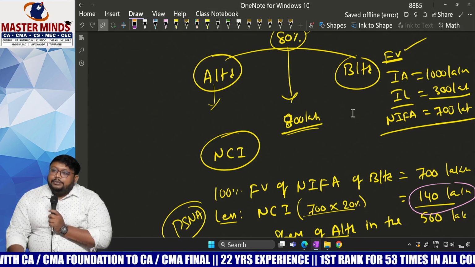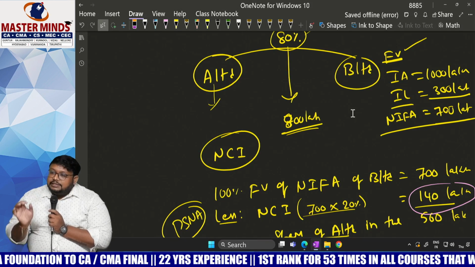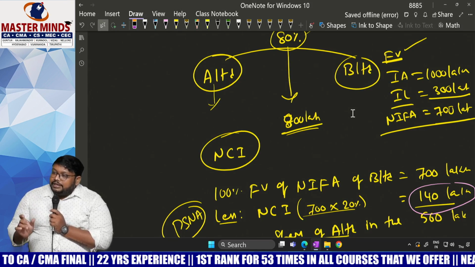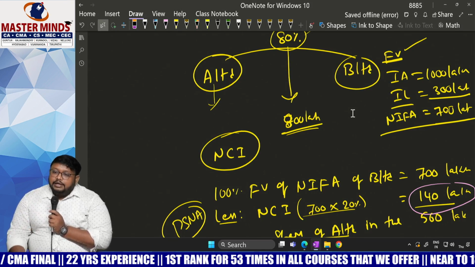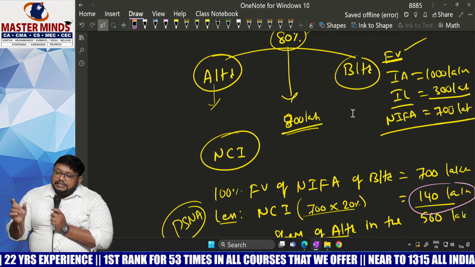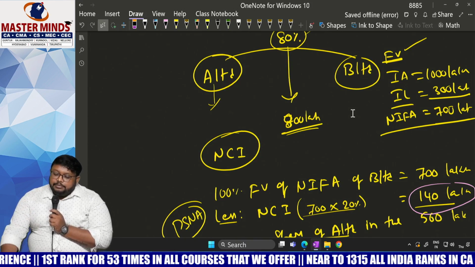If any acquisition is less than 100%, in such condition NCI we have to calculate. Non-controlling interest we are calculating under two bases. One is proportionate share in the net assets basis. That means net assets, in that proportionate share. So net assets is how much?